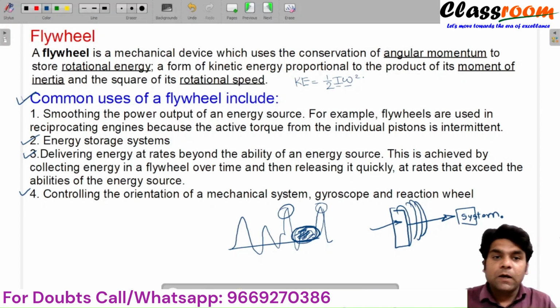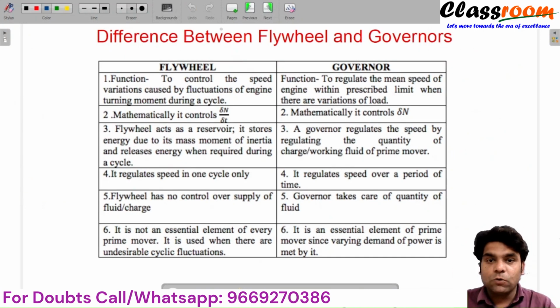Flywheel is also used for controlling the orientation of mechanical systems like gyroscopes and reaction wheels. Now, the same device we studied earlier, that is governor. Governor is also used to maintain the speed fluctuations, but the flywheel maintains the speed fluctuations during a cycle, but the governor maintains the speed fluctuations because of the load, increase or decrease in the load. So let's see the difference between the governor and flywheel.